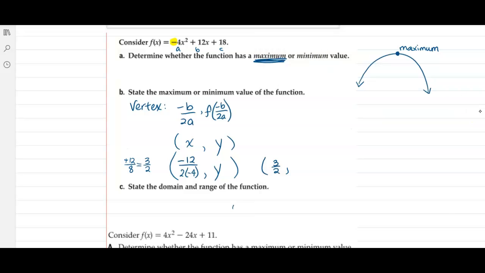It equals 27. So my maximum value is 27. The maximum point is 3/2, 27.